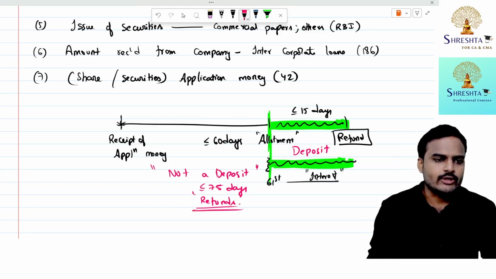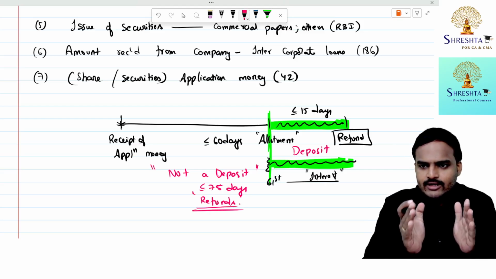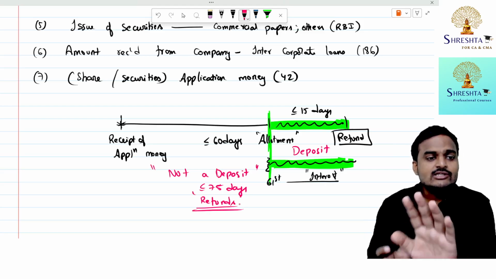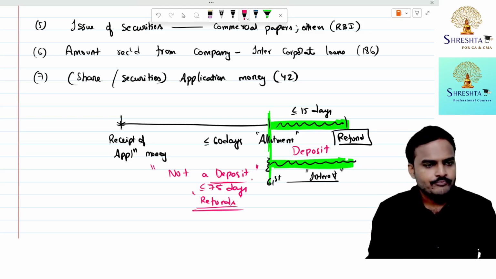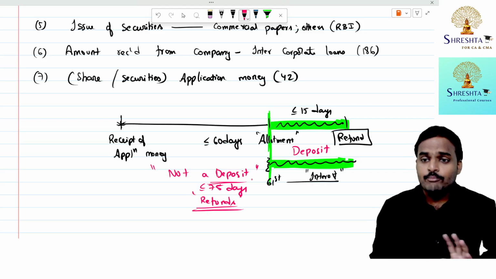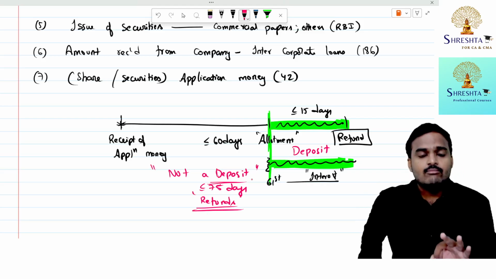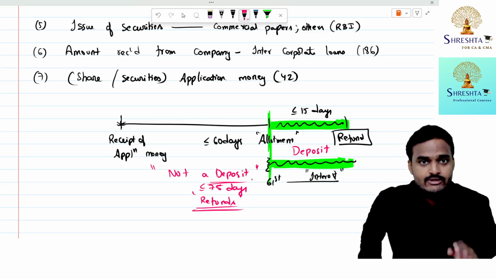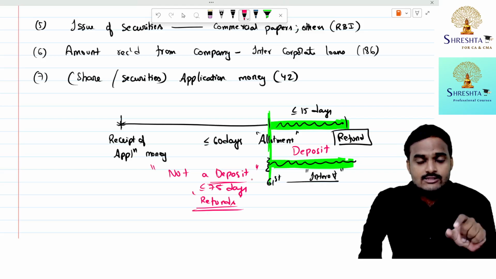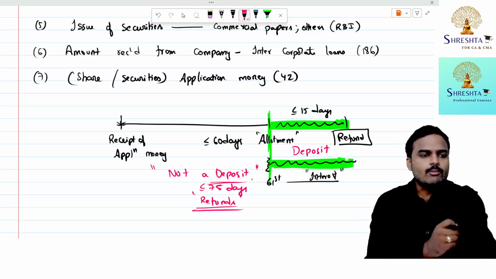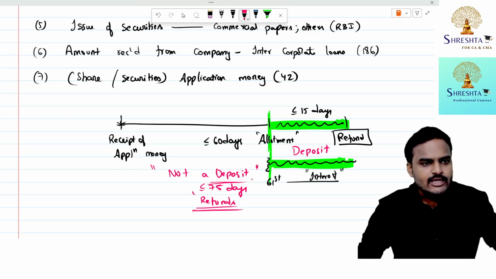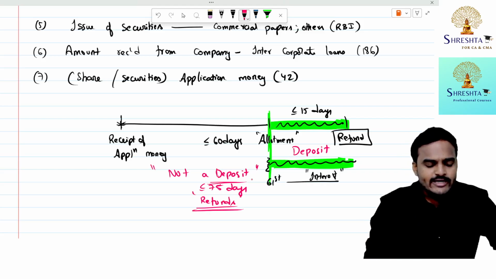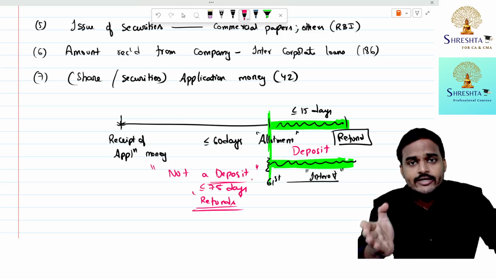Are you getting my point, students? So if you are making a refund within the due date, then it is not a deposit. Failed to refund within the due date, then it is treated as a deposit. Tricky point. This point was tested for 3 marks in previous attempts. So come on, tell me, my dear students, share application money or securities application money, when is it not treated as a deposit, and when is it treated as a deposit?